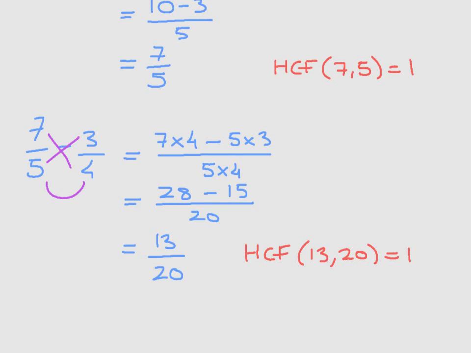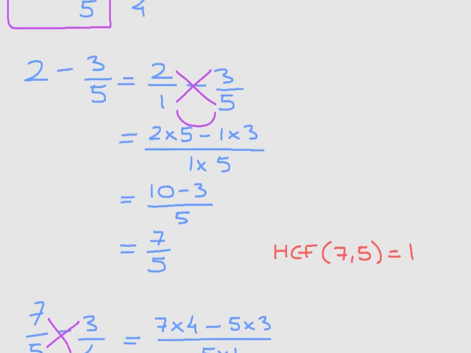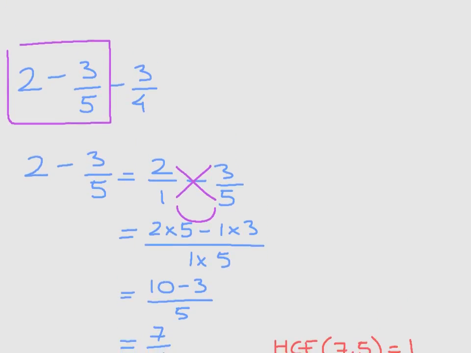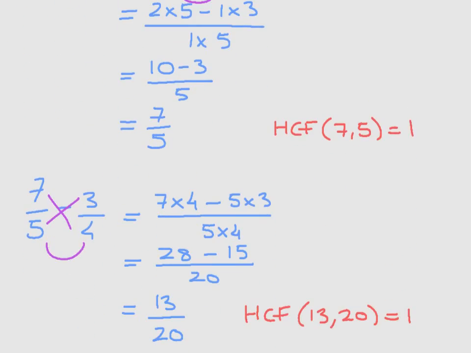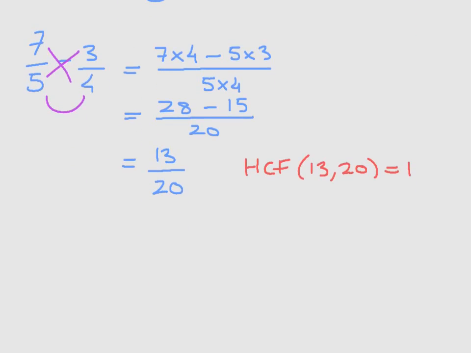So it's a good habit to pick up to always actually write the final answer. So remember, the calculation we had to do was 2 minus 3/5 minus 3/4. So if I write that all the way at the bottom, 2 minus 3/5 minus 3/4, and the result we found was that it's equal to 13 over 20. And there you go.